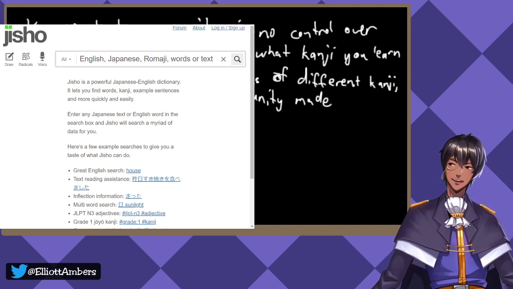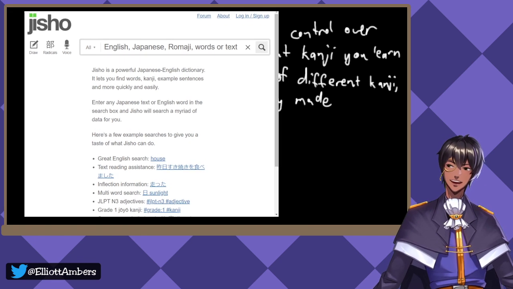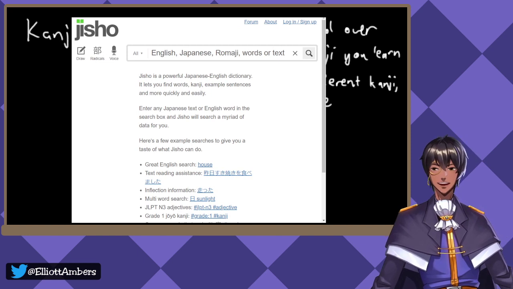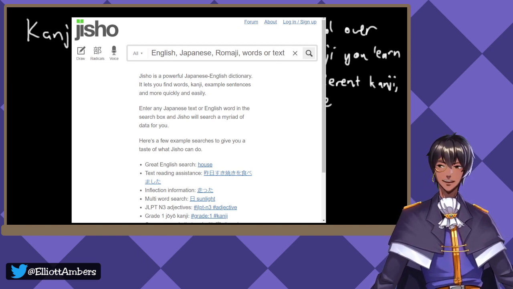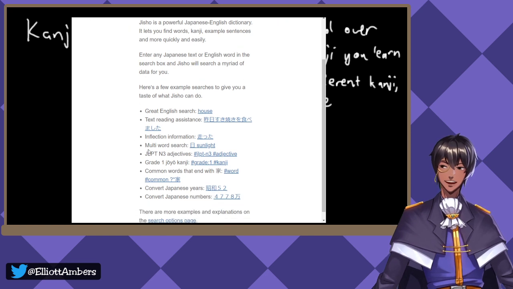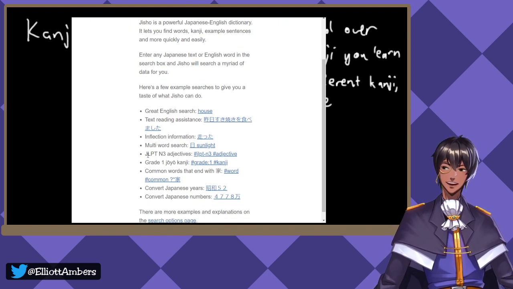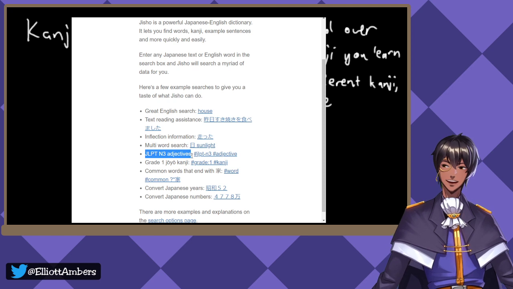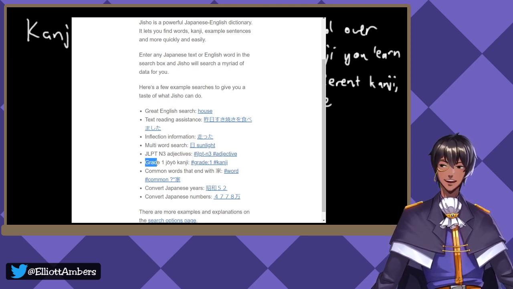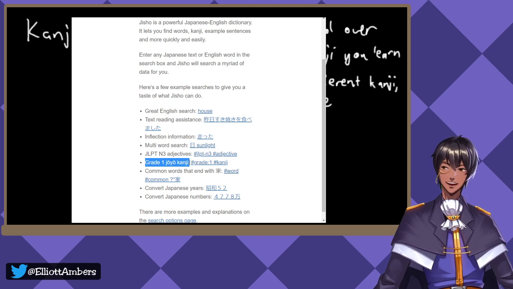So there's two other things I want to talk about. It's what I actually started with when I first wanted to learn Japanese, so I thought they would be helpful, and in retrospect, I think it was nice to use this. On Jisho, you can see that they let you look up adjectives and terms by their JLPT level, as well as their elementary school grade level.